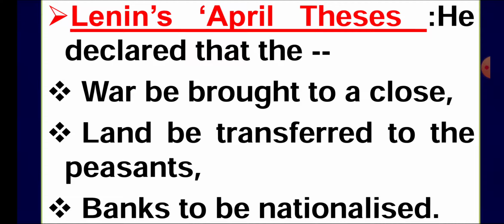These demands are: war to be closed, meaning the First World War has to be closed, or Russia has to be withdrawn from the war, number one. Secondly, land to be transferred to the peasants. Land of the state has to be given to the farmers. And the third, banks to be nationalized. There has to be nationalization of banks instead of private banks.